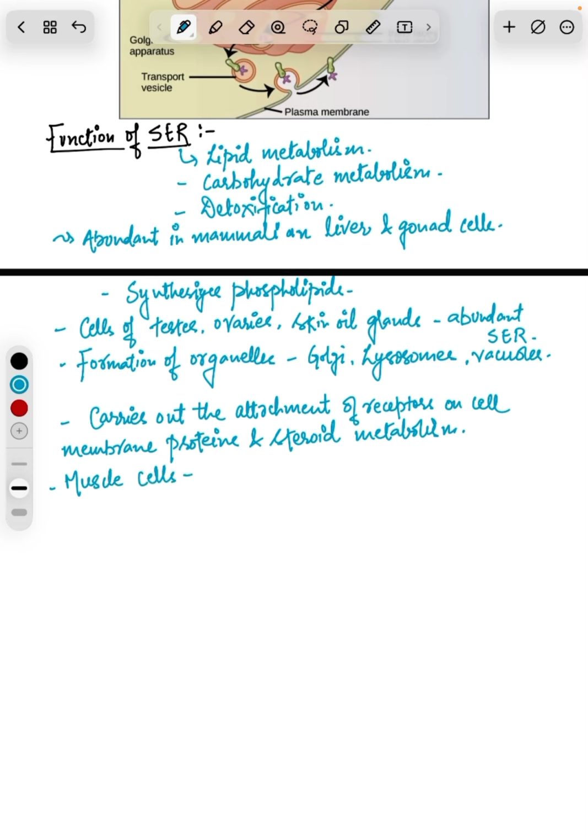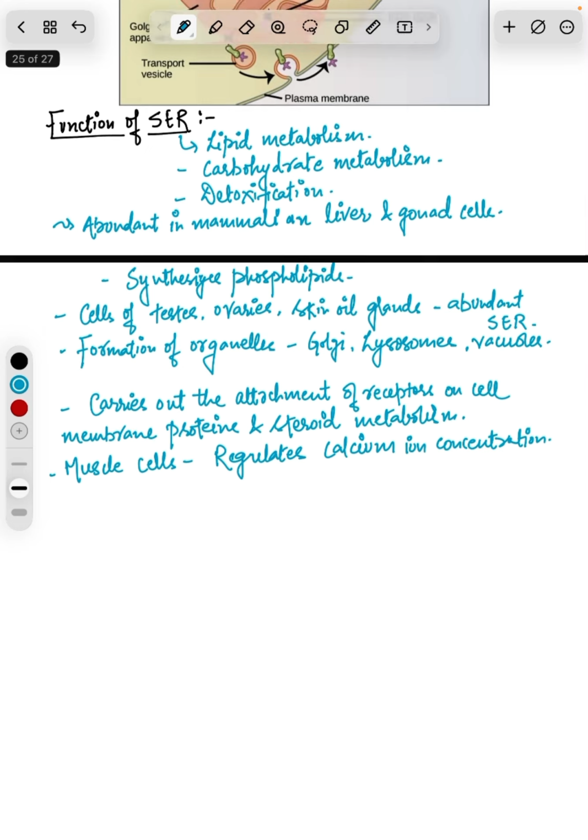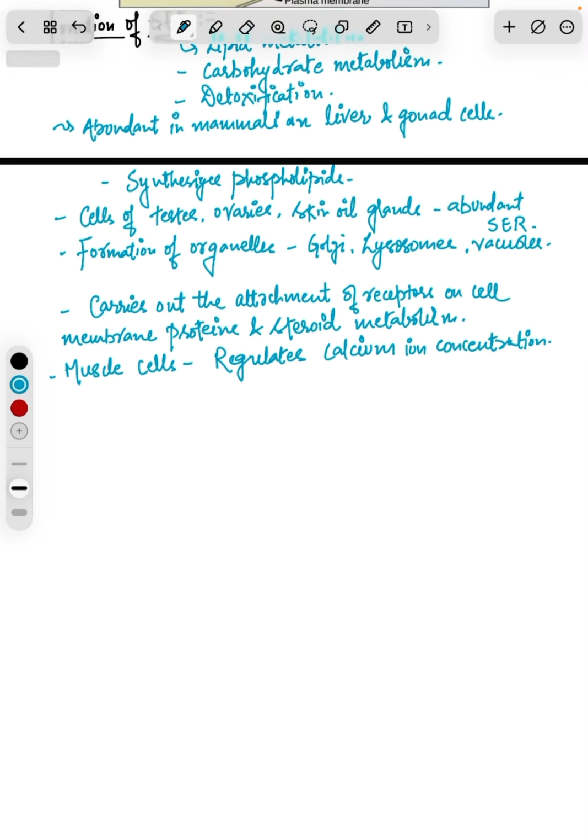So basically lipid metabolism, detoxification, muscle cells, and gluconeogenesis, you need to understand these are the major functions. Also, formation of organelles like Golgi, lysosomes, and vacuoles takes place in SER. Enzymes like glucose 6-phosphatase.